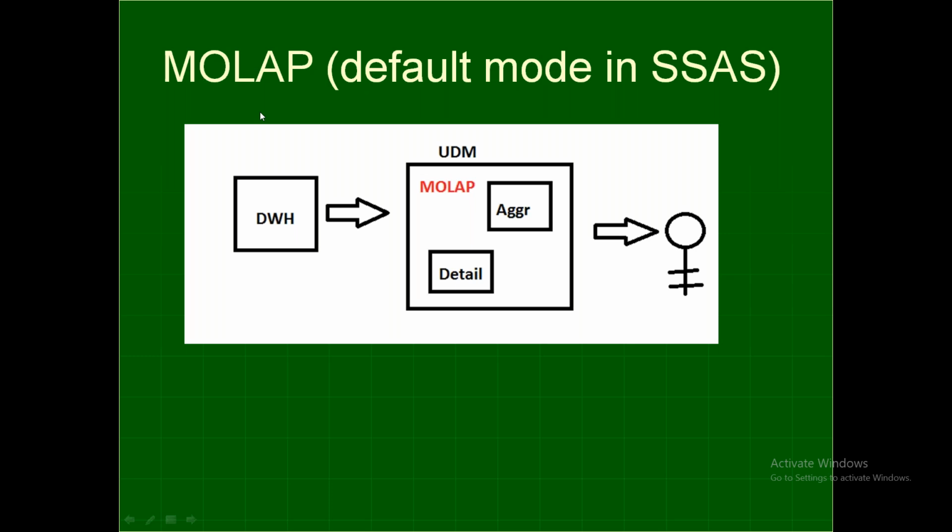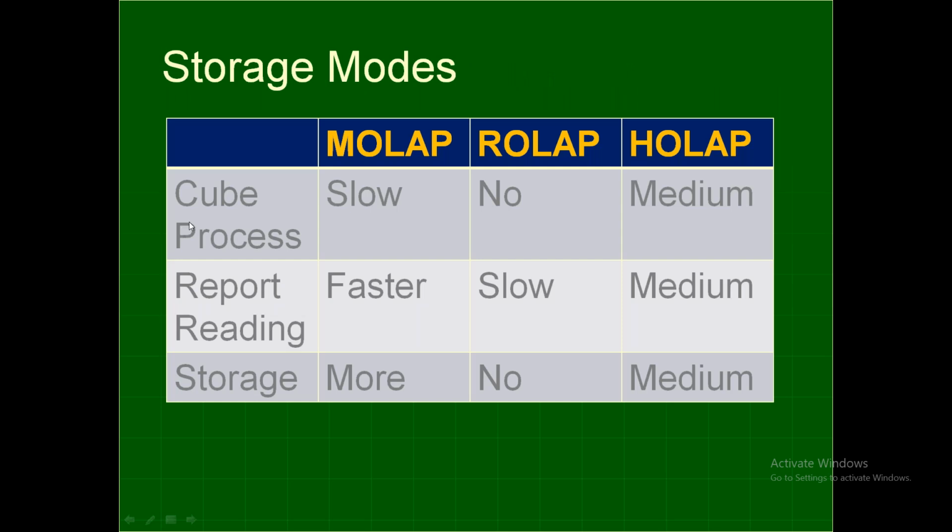MOLAP means multi-dimensional OLAP. What happens when you process it? Data warehouse data will be loaded to the cube database. Step number one. Step number two, all aggregations. What kind of aggregations? Many permutations and combinations of aggregations will be made and stored so that reporting is faster. So that is what you need to say. Clear? Cube processing is slow because it's going to be cooking the data. Not only one item, it's going to be performing a lot of aggregations, right? So that is slow. And report reading is faster.